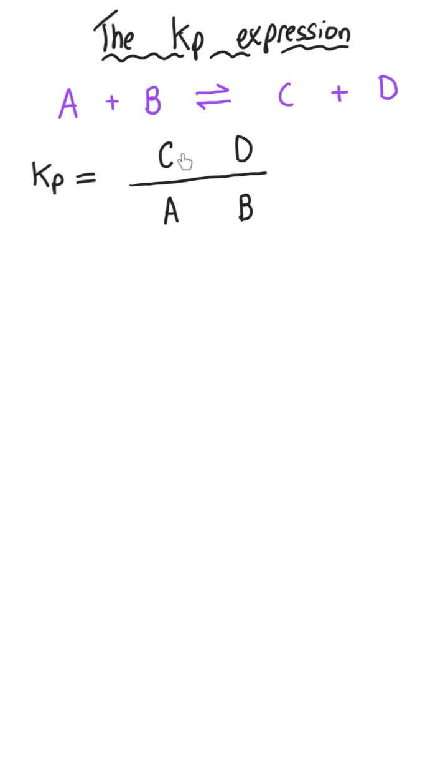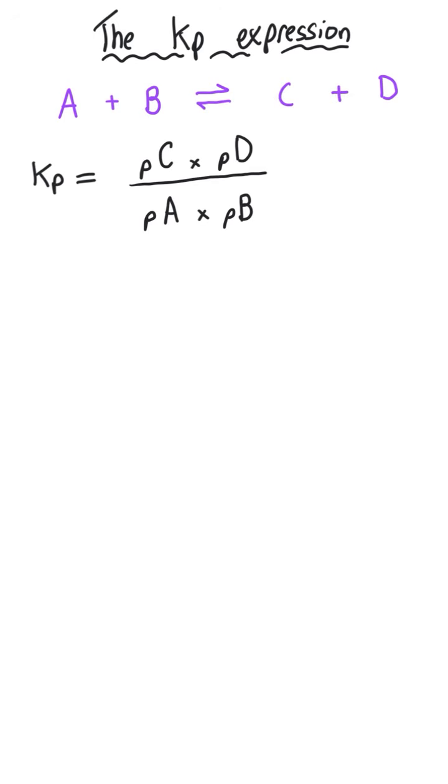And so C is the first of the products, so we need to put that in. We're using Kp, so we're using partial pressure values. So we need to use that lowercase p to indicate the partial pressure of chemical C. And then the other product is D, and so we need to write the partial pressure of D here. We're multiplying these two terms together, so really we should put a multiply symbol in this place. And then the reactants go on the underneath, so the partial pressure of A goes in and the partial pressure of B goes in. And this is the end of our Kp expression finished.